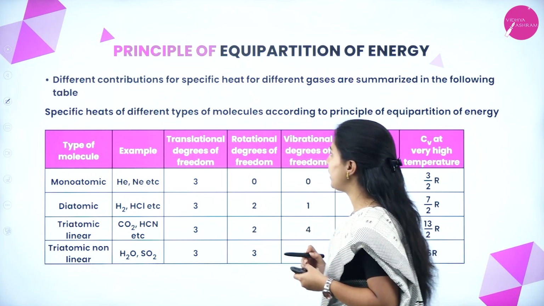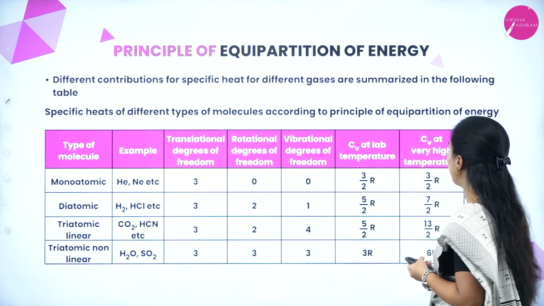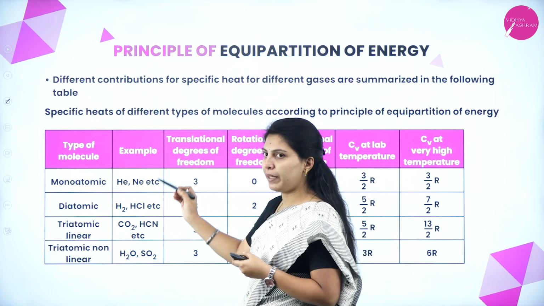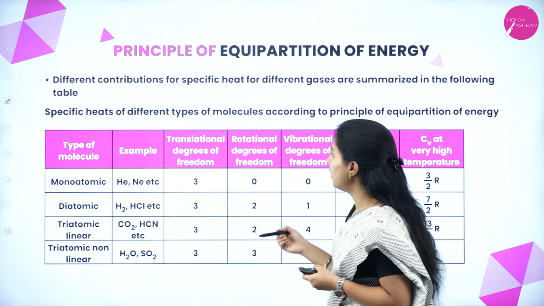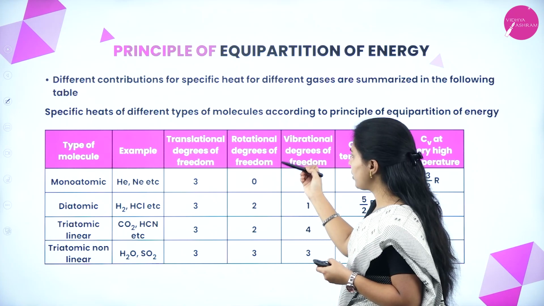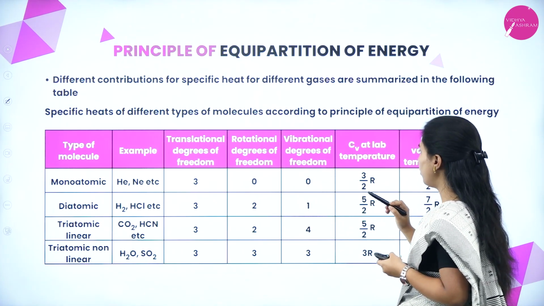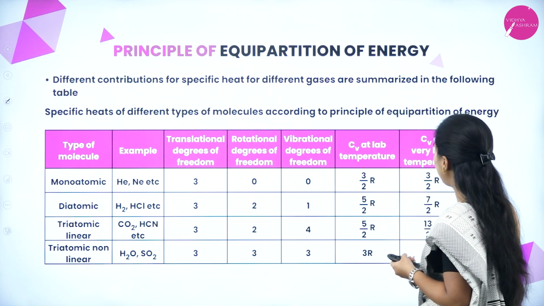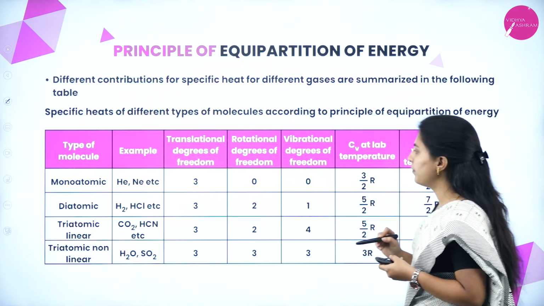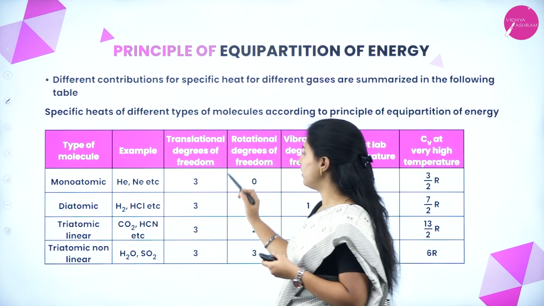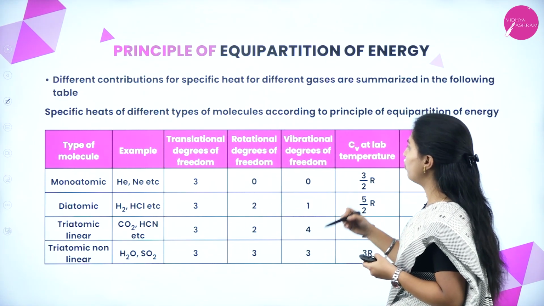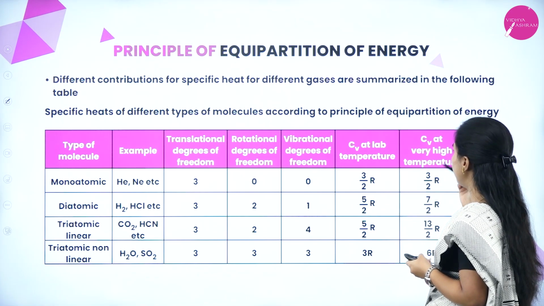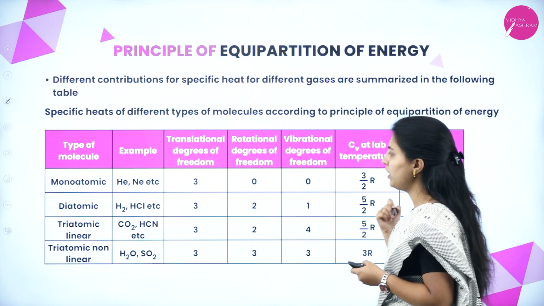Specific heats of different types of molecules according to the principle of equipartition of energy. See here, type of molecule: monoatomic, example helium or neon. Translational degrees 3, rotational 0, vibrational 0. CV at lab temperature is 3/2 R, CV at very high temperature is 3/2 R. Diatomic, like H2 or HCl: translational 3, rotational 2, vibrational 1. CV at lab temperature 5/2 R, CV at very high temperature 7/2 R.